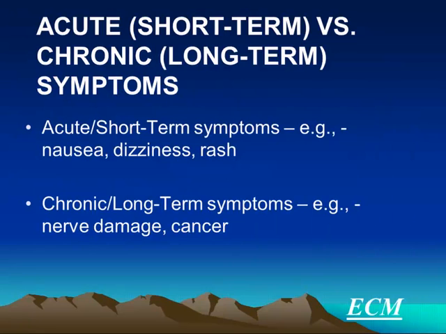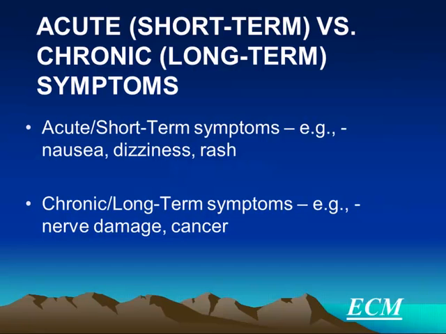Okay, acute versus chronic symptoms. This is a question in the quiz, and the reason that this is important to understand is acute is also called short-term. It's something that you're going to notice right away. So you spill that sulfuric acid on your skin, you get a rash. You breathe something in, you get dizzy. That's an acute or short-term effect, which again is a question in your quiz.